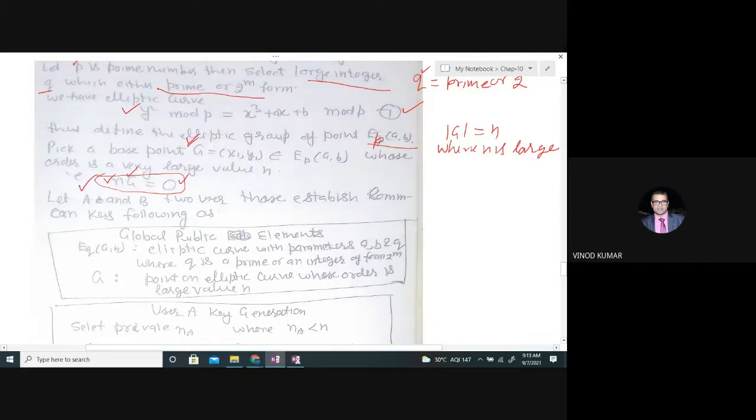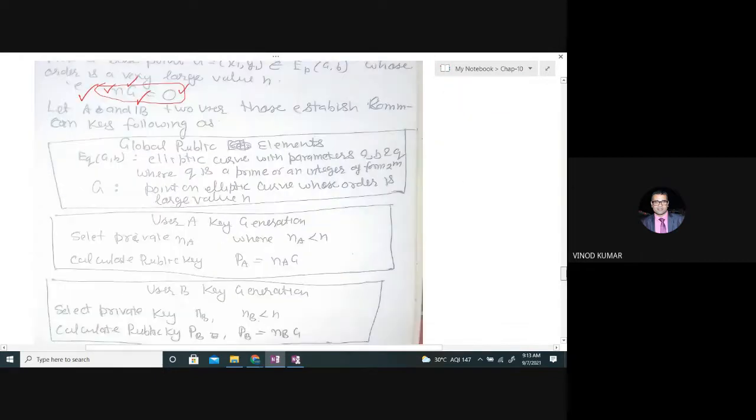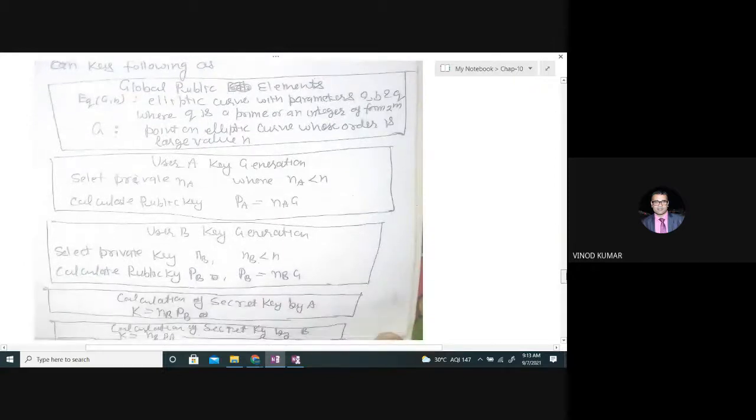How do we develop this key exchange between Alice and Bob? Say this is Alice, this is Bob. They follow these phases. Phase one: global public elements. Choose an elliptic curve with parameters a, b, and q, where q is a prime or of the form 2 to the power n, and G is the base point on the elliptic curve of large order.